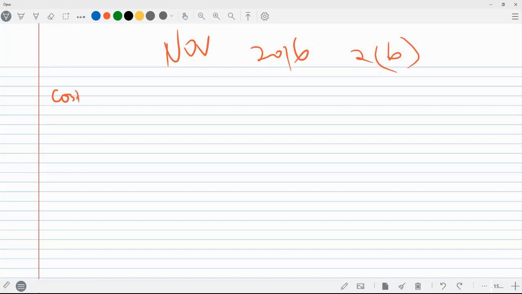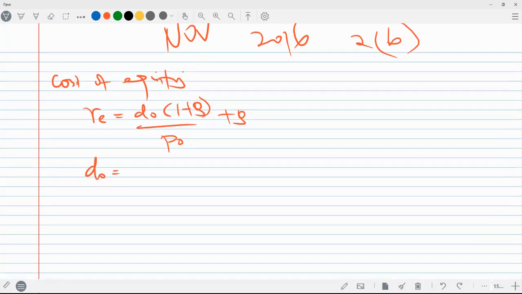So let's begin with the cost of equity. Don't forget to say you can use 2 models: the capital asset pricing model, or the dividend growth model. Based on the information given here, we are going to use the dividend growth model because we are given the dividends. The cost of equity is equal to D0(1+g)/P0 + g. D0 is the most recent paid dividend. If the share price is cum dividend, then D0 will be equal to the cum dividend share price 7.52 minus the ex dividend share price 7.07. Therefore, the dividend equals 0.45.